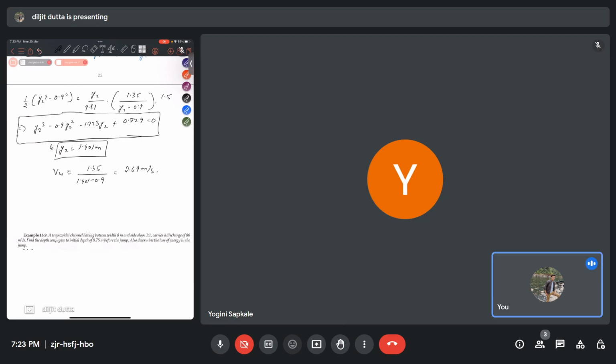And the time required for the surge to reach the upstream end, what will be the time required? The distance is given as 900 meter, velocity is 2.69. So distance divided by velocity is approximately 334 seconds.